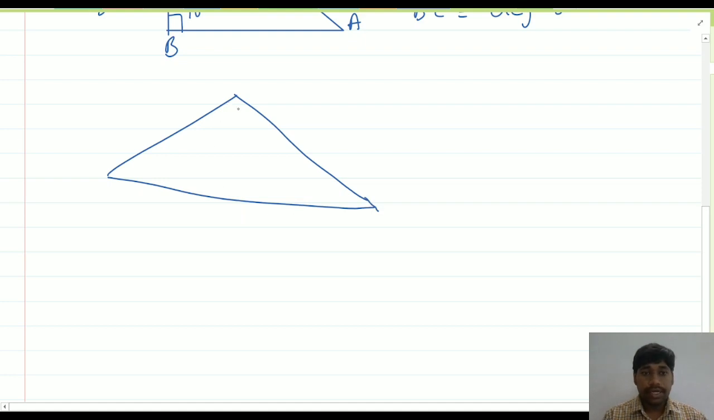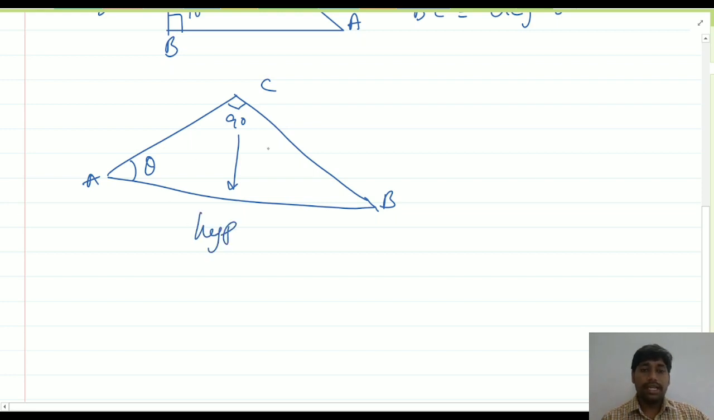So here is a right angle triangle. Let us name it A, B, C. The right angle is present at A. So now answer me, what is the hypotenuse here? This is a right angle, right? The side opposite to it is called the hypotenuse.